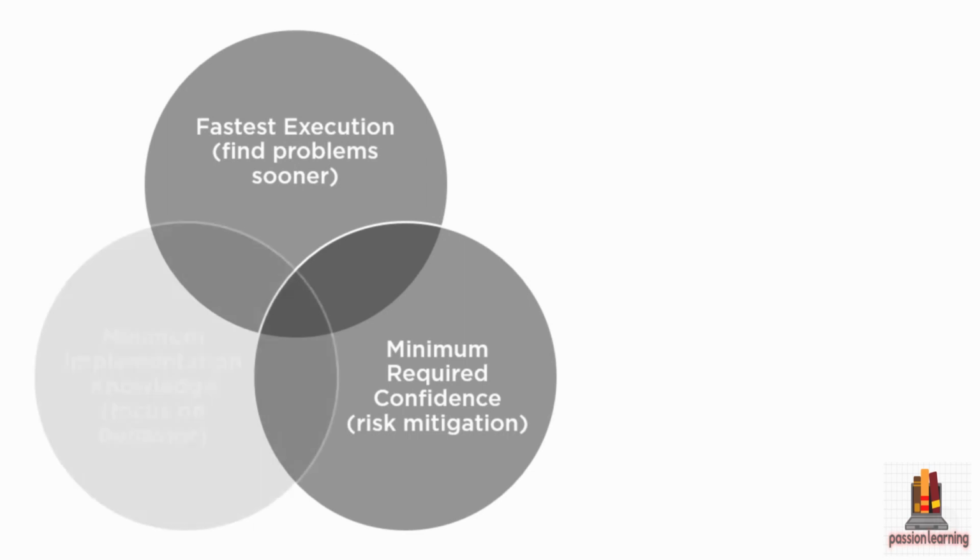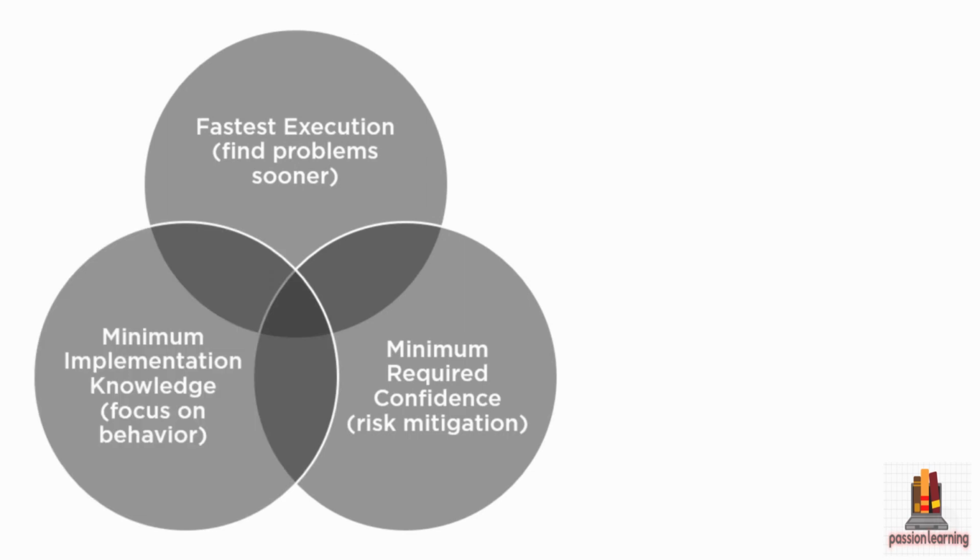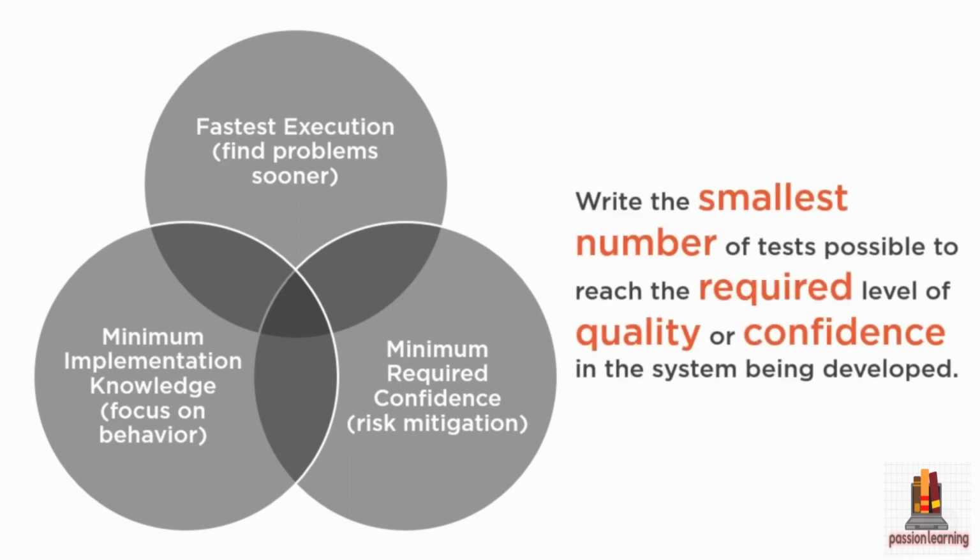If we add a third aspect now, and that's a focus on behavior, or to put it another way, we should choose tests that have a minimum amount of knowledge of the implementation of the thing we're testing. So we want to test the behavior rather than how that behavior is implemented. So using this diagram, the sweet spot for automated testing is the intersection of all of these three aspects. Ultimately, we can sum up this way of thinking about automated tests by saying that we should write the smallest number of tests possible to reach the required level of quality or confidence in the system being developed.